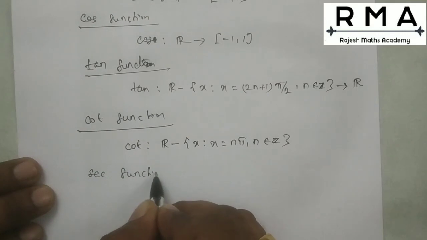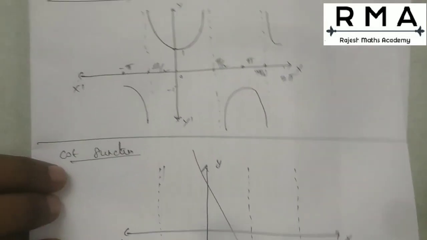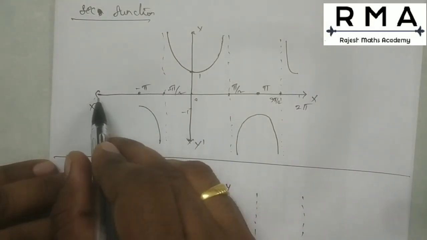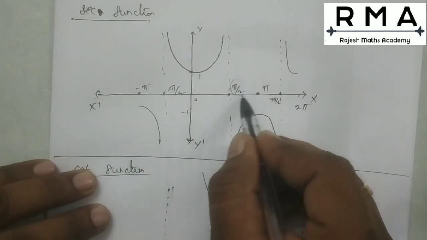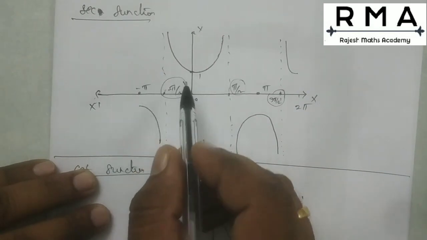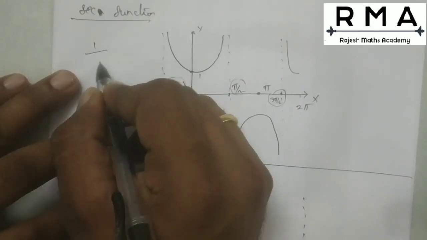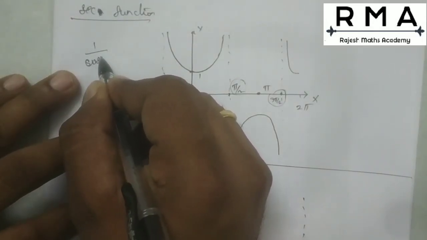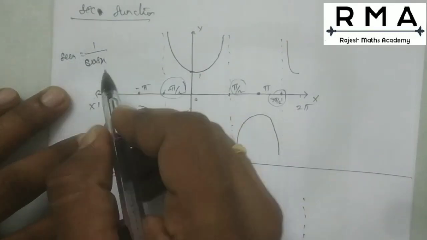The secant function. The graph of the secant function is given here. The secant function is also defined for all real numbers, but except pi by 2, except 3 pi by 2. Similarly on the left side, minus pi by 2, minus 3 pi by 2, like that. Because secant can be written as 1 by cos x. Secant x equals 1 by cos x.